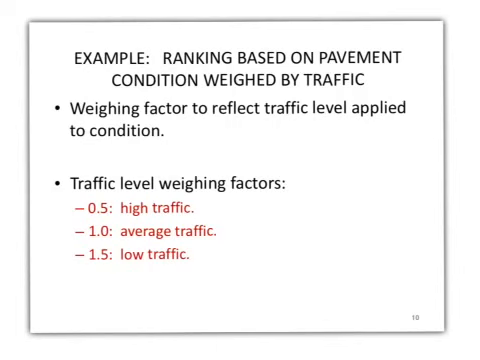We also can have another example here based on the ranking based on the pavement condition weighed by traffic. So the weighing factor in this case is going to reflect the traffic level applied to the condition. So the way we do it, we have to assign 3 levels or 3 weighing factors based on the traffic. If the pavement section is highly trafficked, we're going to have a weighing factor equal to 0.5. If you have an average traffic, that's going to be 1. If you have a low traffic, it's going to be 1.5.